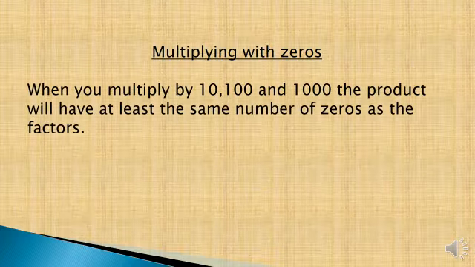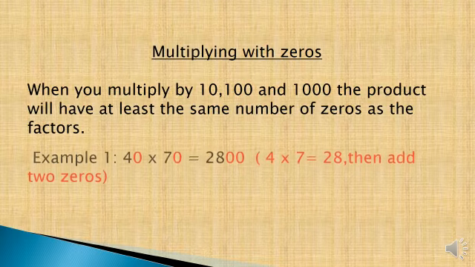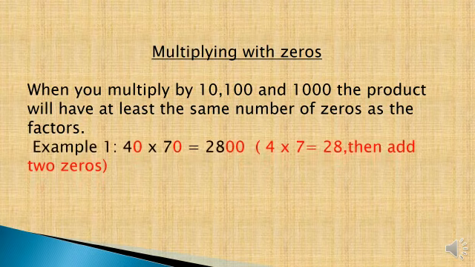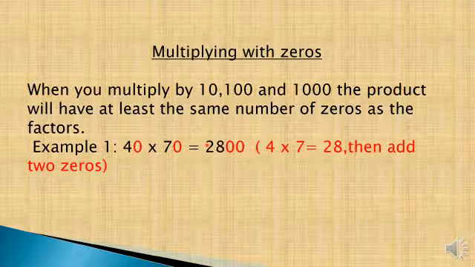Now you are going to see how to multiply with zeros. That means when you multiply by 10, 100 and 1000, the product will have at least the same number of zeros as the factors. Here you can see one example, 40 into 70. Here you know 4 sevens are 28. We write 28 and here 1 0, here 1 0. Together 2 zeros. The answer is 2800. 4 sevens are 28, then add 2 zeros.